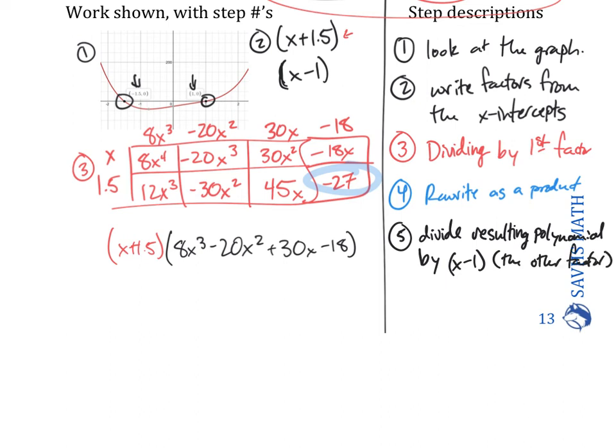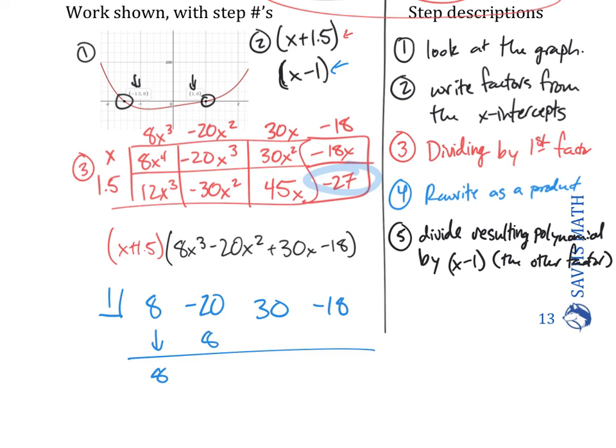Okay, so I'm going to do this in synthetic division now. This factor gives me the solution 1. So then I'm going to write 8, negative 20, 30, negative 18. Add, I get 8, multiply, I get 8. Add, I get negative 12, multiply, I get negative 12. Add, I get 18, multiply, I get 18. Add, I get 0.